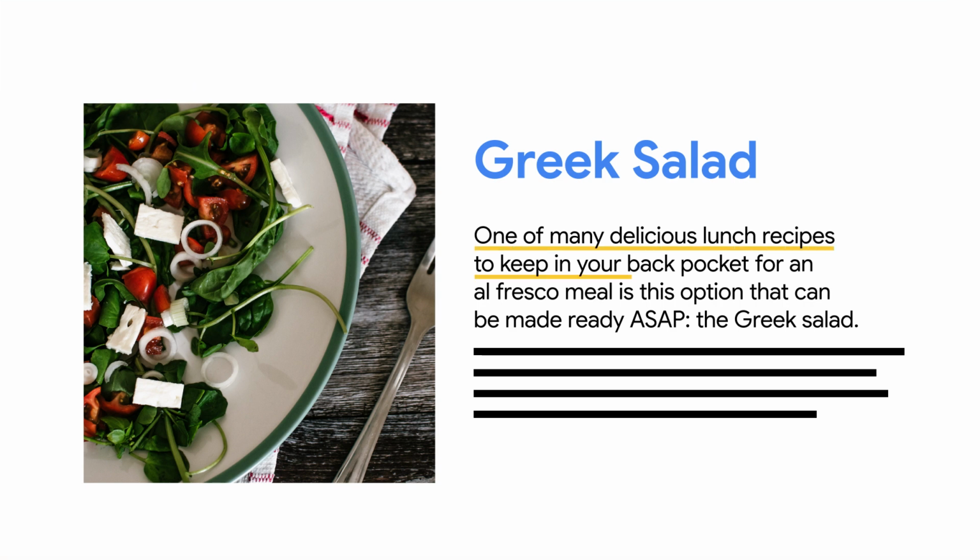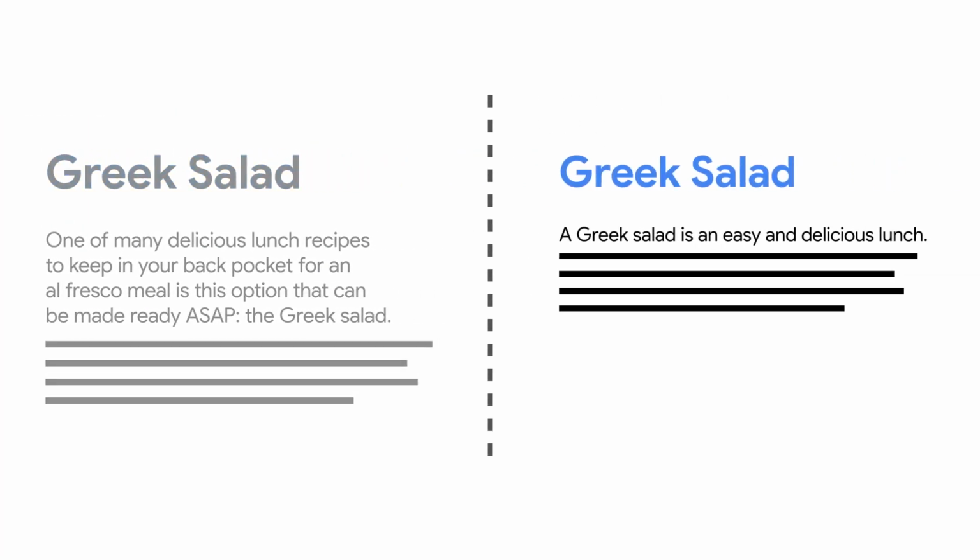The sentence is long and wordy, and the main point is at the very end. Here's a version that's clearer and more accessible. A Greek salad is an easy and delicious lunch. This version eliminates wordy phrases and passive voice, such as one of many and can be made ready. Also, the main point is first, a Greek salad. This way, readers know immediately what you're talking about.